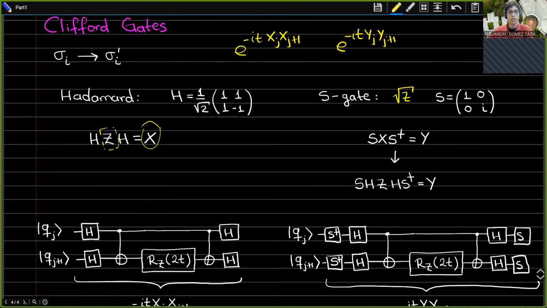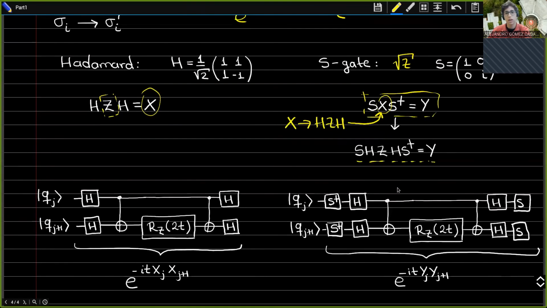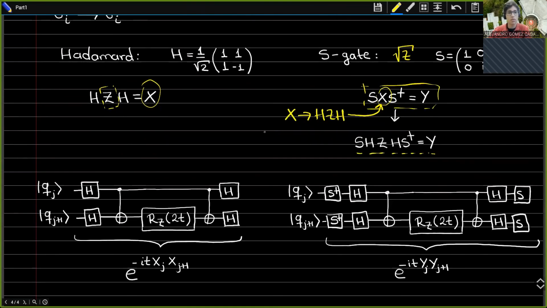So if we want to get the mapping between the Z and Y, we can just use this equation and replace X by H Z H. And when we insert this in this X, then we get this equation, which is giving the transformation between Z and Y. So the circuits are straightforward to build because we only need to apply the Clifford gates on the ZZ rotation that we had previously built.